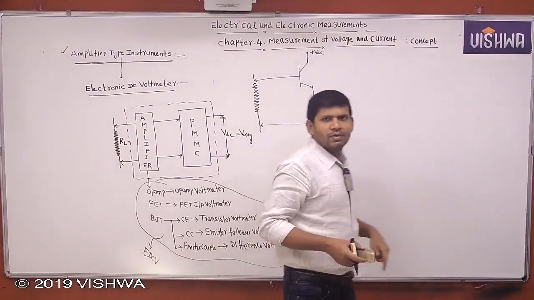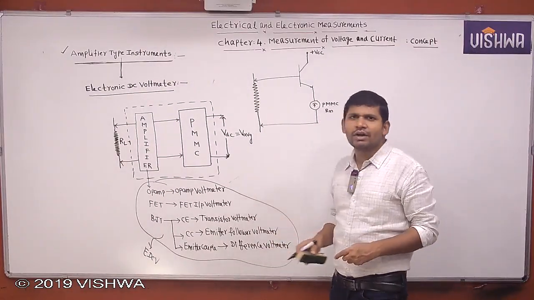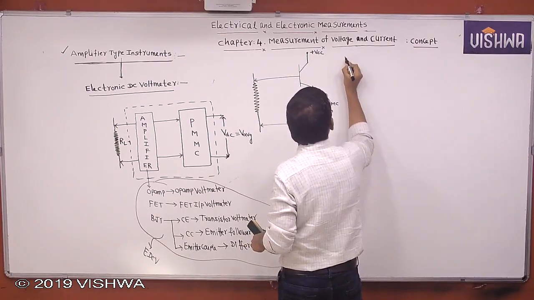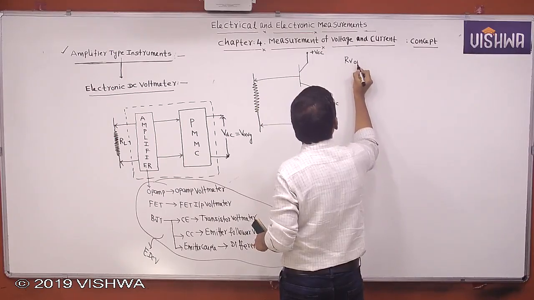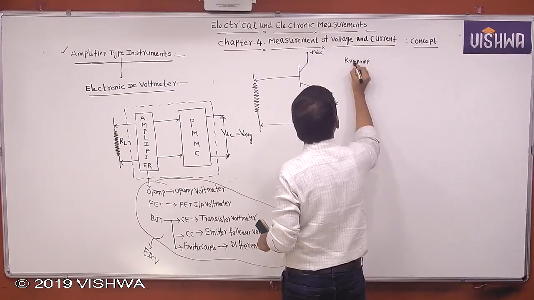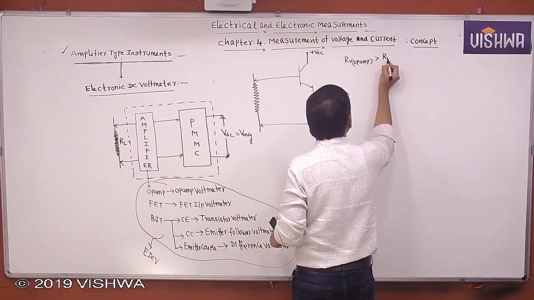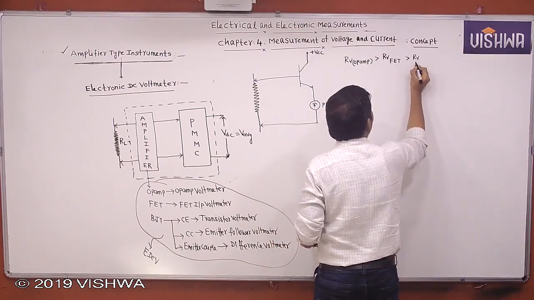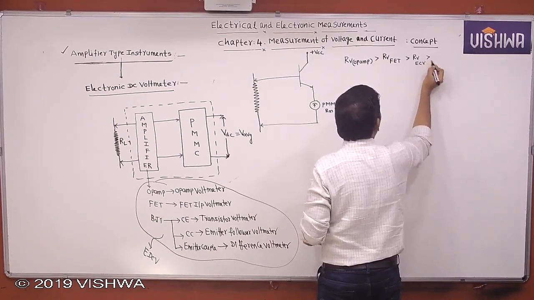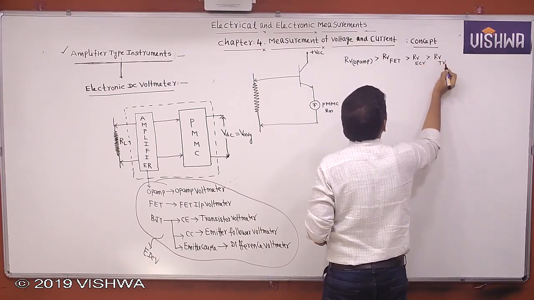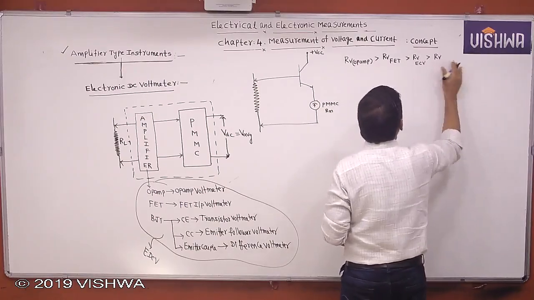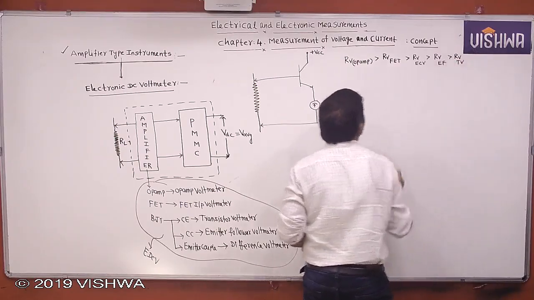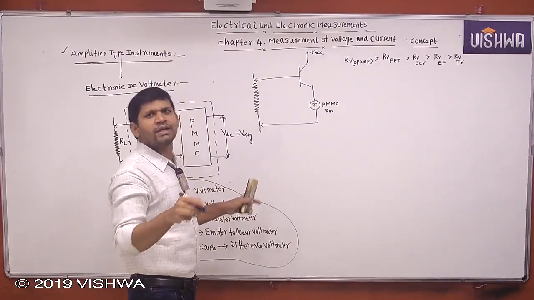I am comparing these electronic DC voltmeters. Among all these, which voltmeter has the highest input resistance? Op-amp electronic DC voltmeter has the highest input resistance. The next one is FET input voltmeter. The next one is emitter coupled voltmeter. The next one is emitter follower voltmeter. The last one, transistor voltmeter, has the least input resistance. Okay, this I am comparing only among the electronic DC voltmeters.